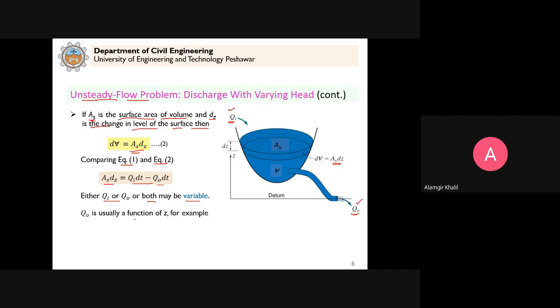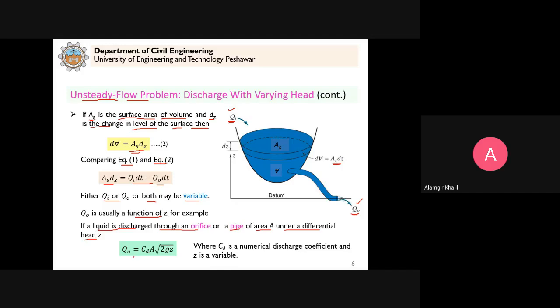Q naught is usually a function of Z, as I give you an example for the orifice. If a liquid is discharged through an orifice or a pipe of area A under a differential head Z, in that case q naught is given by this formula: q naught equals Cd A under root 2gz. You already studied and derived this formula for a small orifice in fluid mechanics 1. Cd is a numerical discharge coefficient and Z is a variable, because Z can change when outflow occurs, the water level can change. So when Z is a variable, the discharge can be a variable. That's why this is essentially an unsteady flow problem.